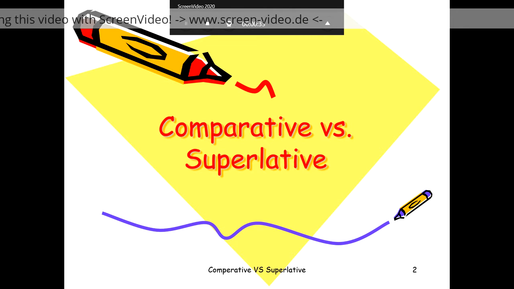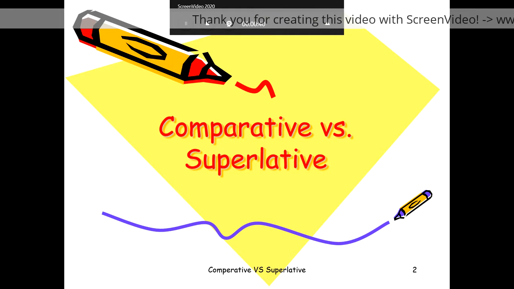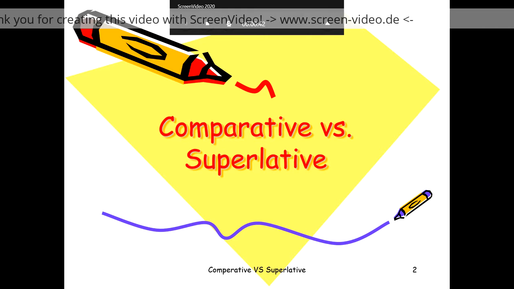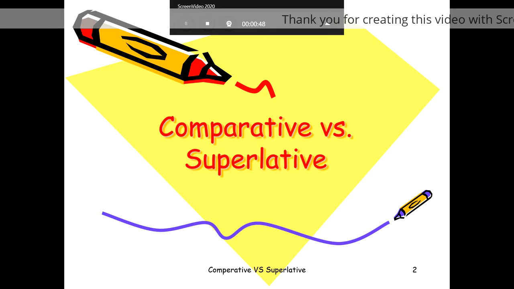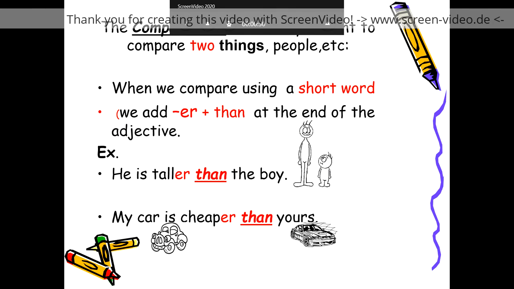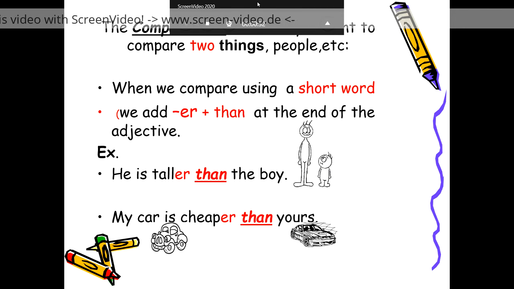But if you want to use this adjective to compare between two or more than two, you will use a form. We name it comparative to compare between the two. Superlative if you want to compare between more than two. Let's understand more.